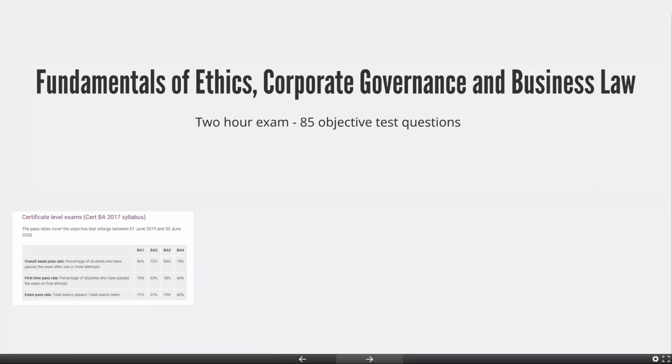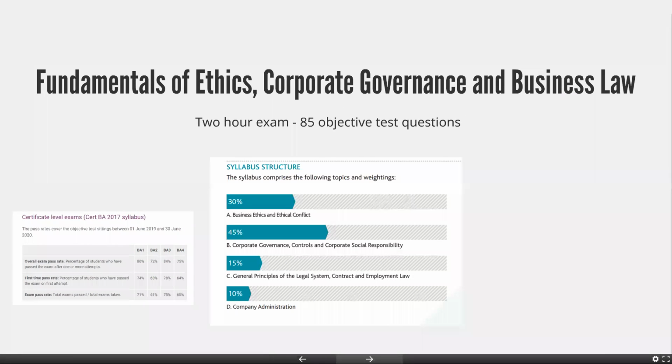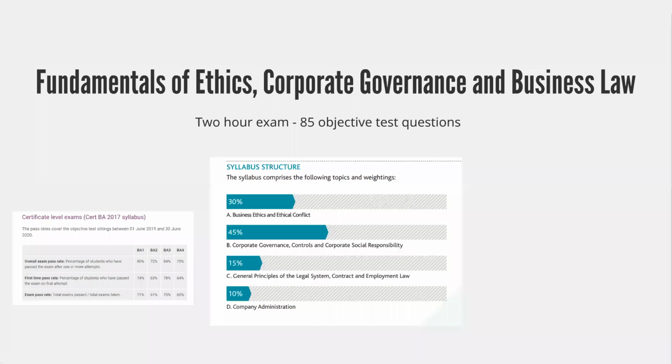Okay, so just so we know what we're talking about as we go through the exam, here's the syllabus structure for BA4. And you can see we've got two major syllabus areas. There's business ethics and ethical conflict, which is a third of the overall exam. And we've also got corporate governance, controls, and CSR, corporate social responsibility. And that's a whopping 45% of the exam.